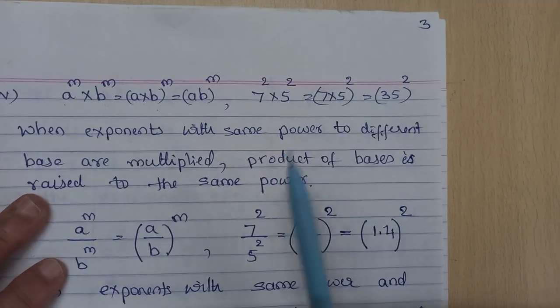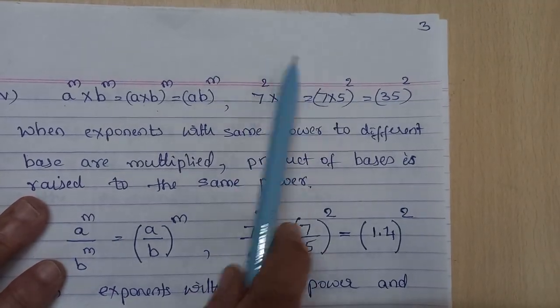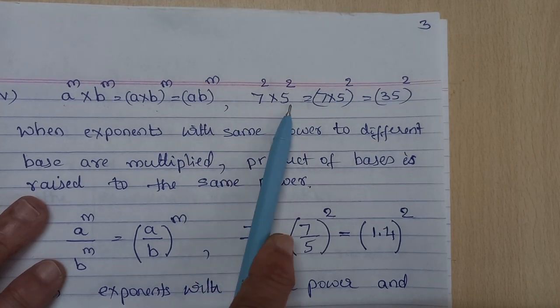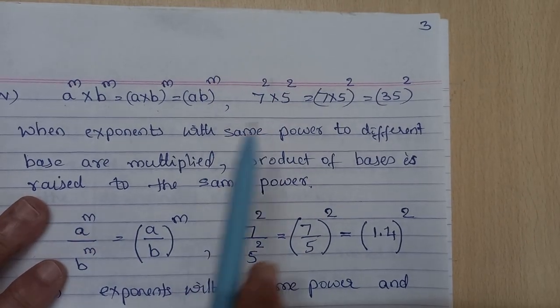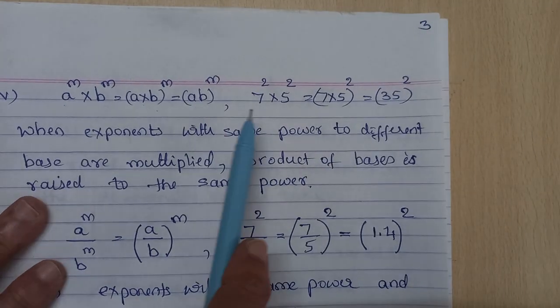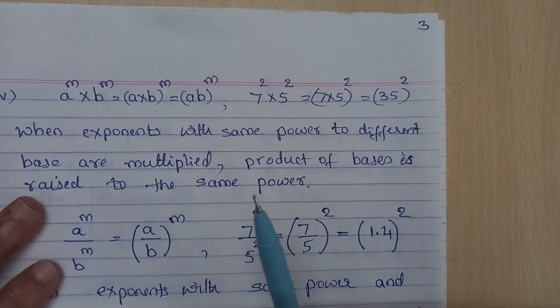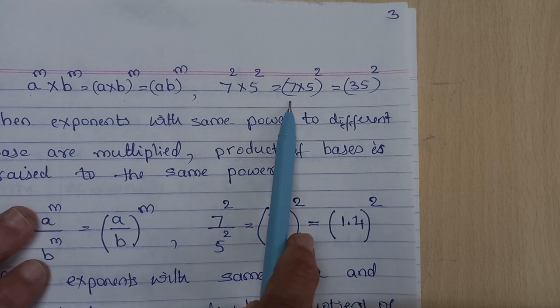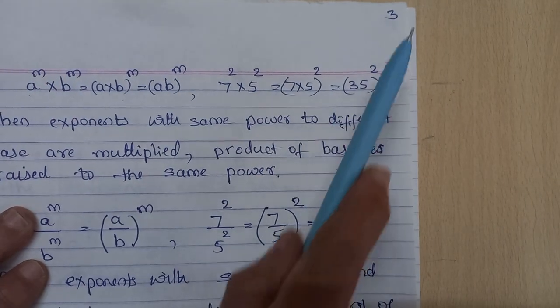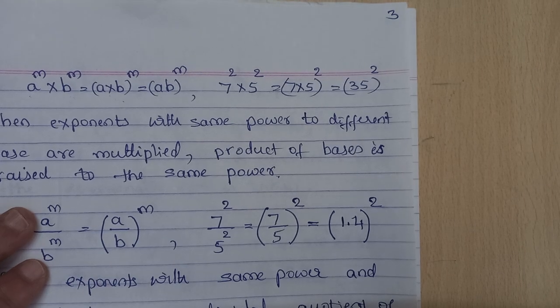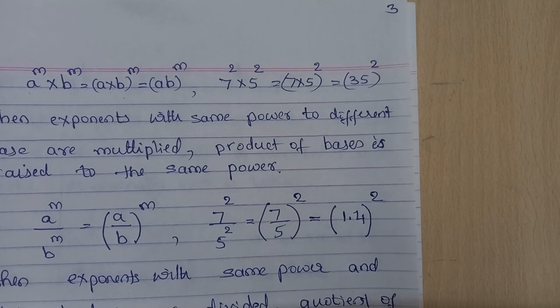For example, 7 square into 5 square. Here 7 and 5 are called bases. 2 and 2 are called powers. Powers are the same, bases are different. Then what do we do? We multiply the bases, 7 into 5, and raise it to the power 2. That is 35 raised to 2. You can verify it and play with these numbers.